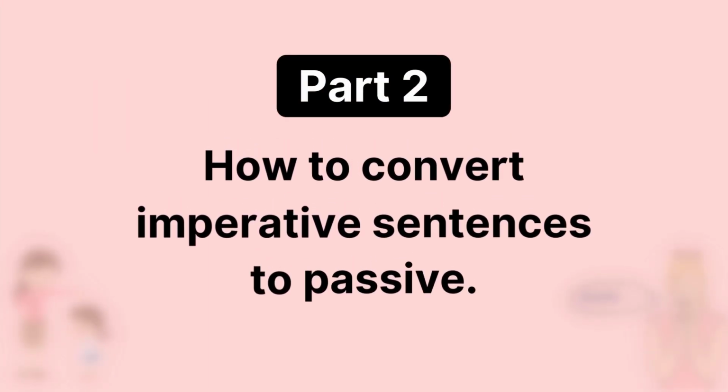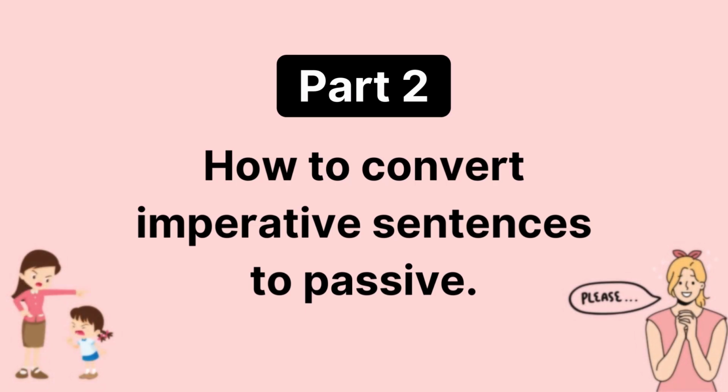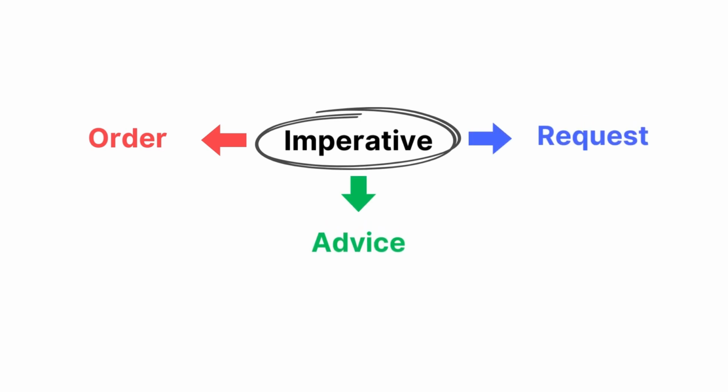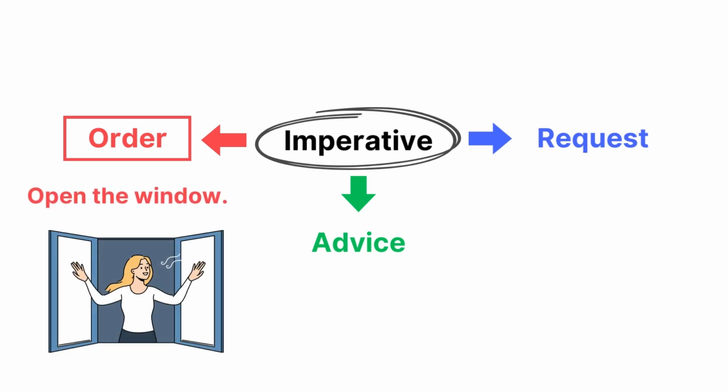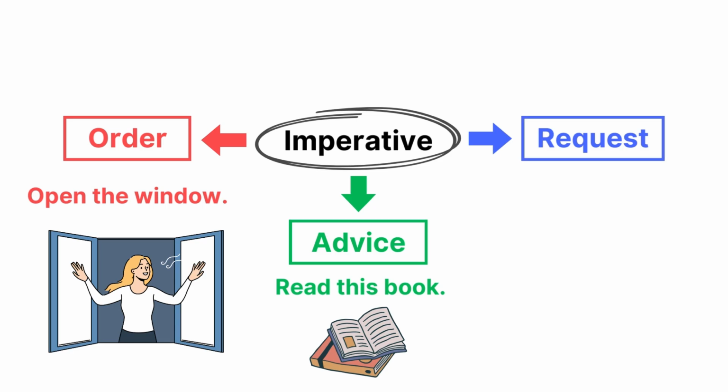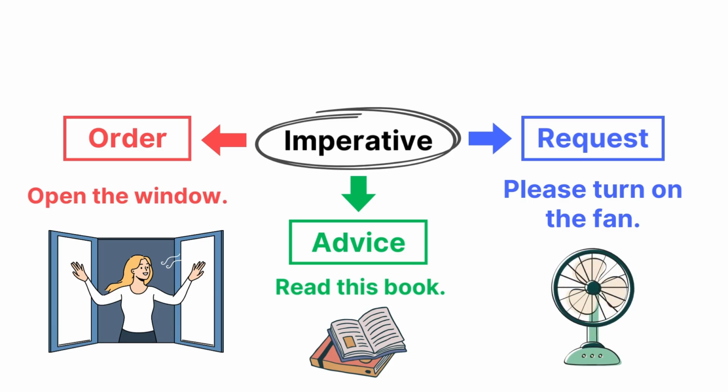Part 2. How to convert imperative sentences to passive. What is an imperative sentence? An imperative sentence is used to give an order or command, advice, or request. Let's have an example of order or command. Open the window. An example of advice. Read this book. An example of a request. Please turn on the fan.